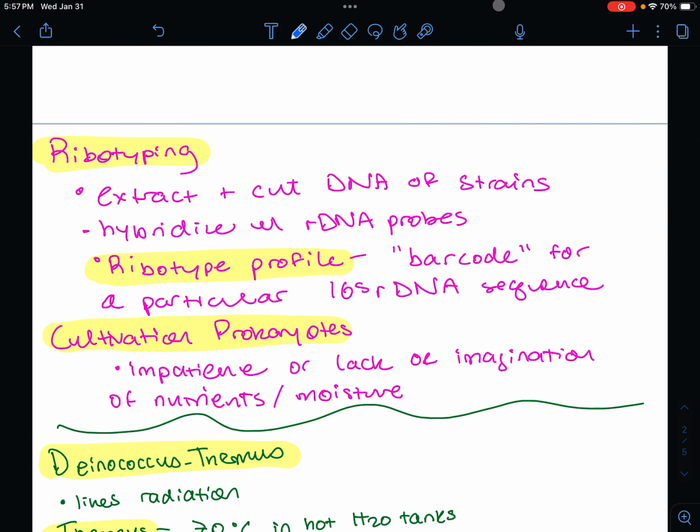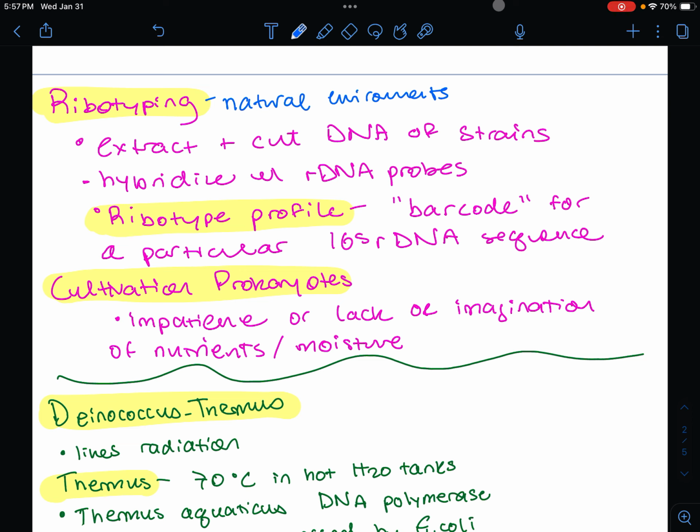We could also be using ribotyping, so this is going to be in natural environments. First, you're going to have 3 different strains of bacteria, then you extract and cut the DNA of those strains using, once again, a restriction enzyme. You're then going to do gel electrophoresis to separate the fragments by size. Afterwards, you could use a probe based on the 16S rDNA. Let me see where I am at. Yep, okay. So then you could reveal different prokaryotes widely separated from one another on a 16S rDNA tree.